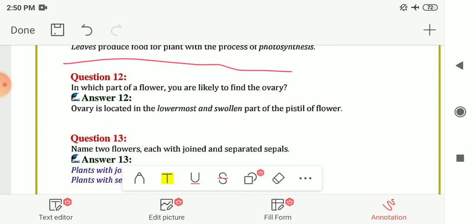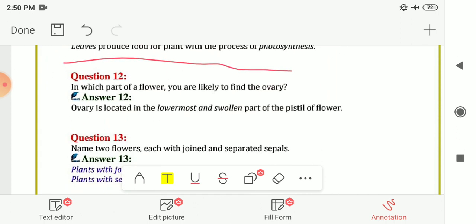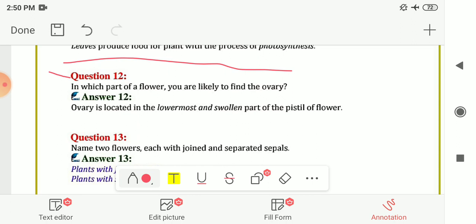Next, 12 number, in which part of a flower are you likely to find the ovary? So ovary is located in the lowermost and swollen part of the pistil of the flower. In the flower, in the pistil, the lowermost and swollen part is known as the ovary.